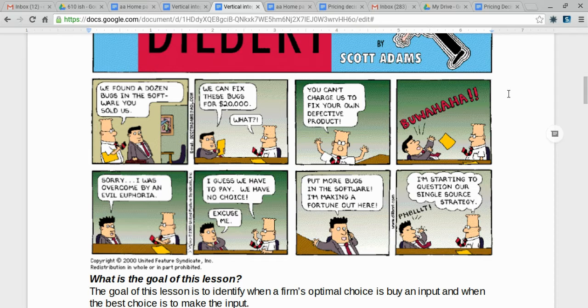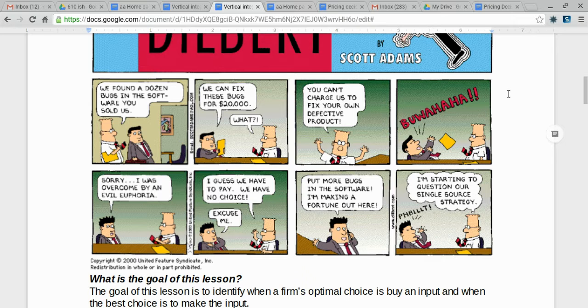Dilbert says, "I guess we have to pay. We have no choice." And the vendor says, "Excuse me," and calls, "Put more bugs in the software. I'm making a fortune out here." And Dilbert begins to question his single source strategy.